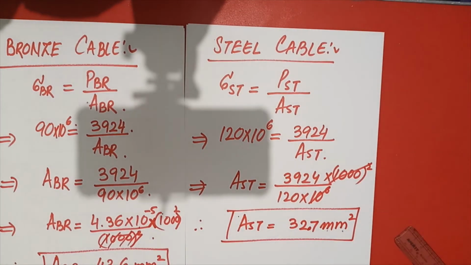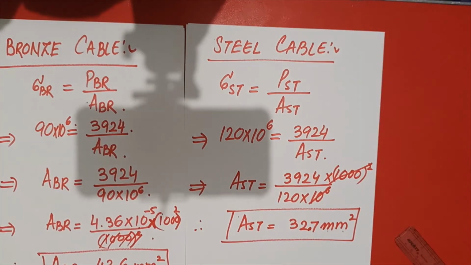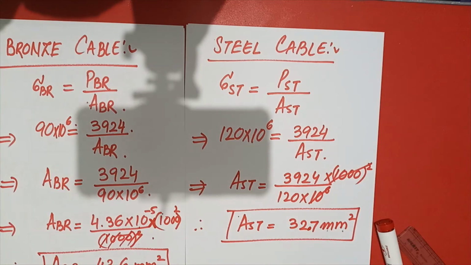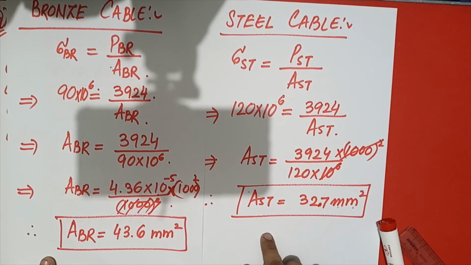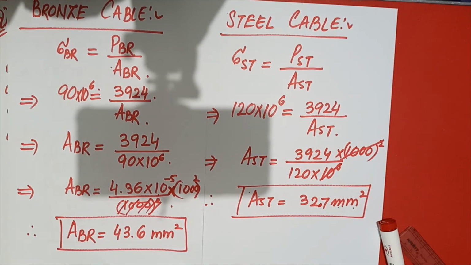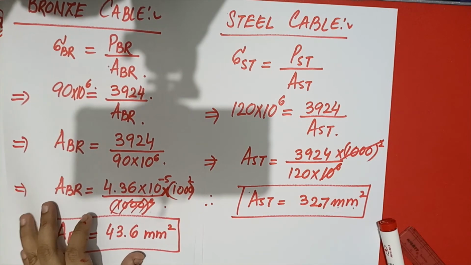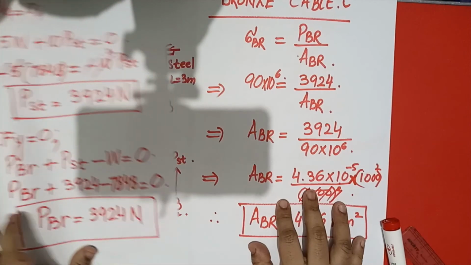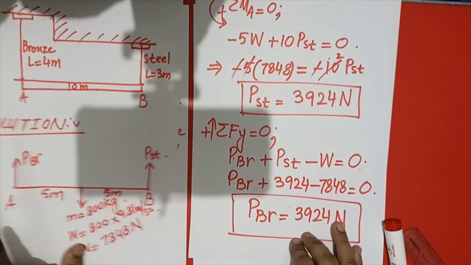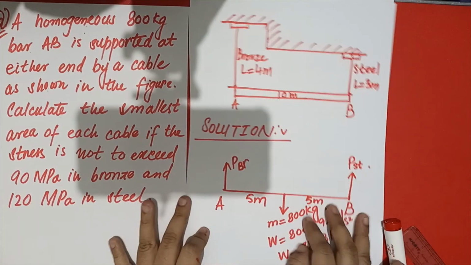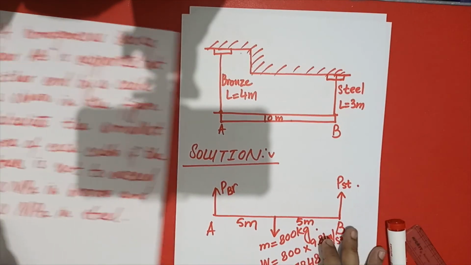This is the way to calculate the smallest area, because we have the limitation of stresses. According to that, we got the area, and you can see the least area from both the cables is that of the steel, that is 32.7, compared to the bronze cable. So hopefully you will understand it and it will be clear to all of you. It is a very easy numerical and there is not much to know about it, but sometimes it becomes complicated when you get it in the exams. So you will find it new.